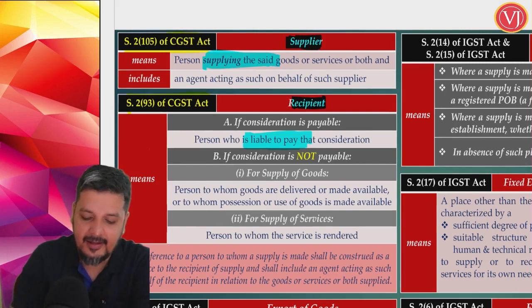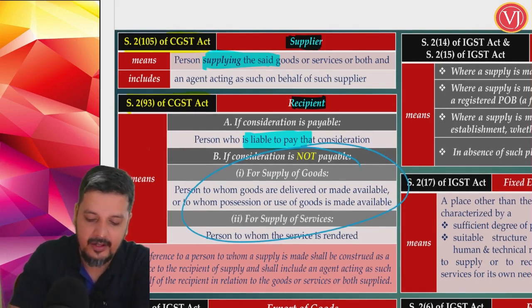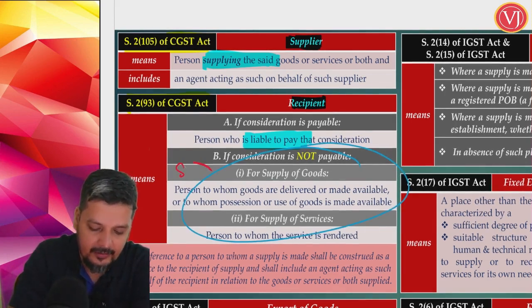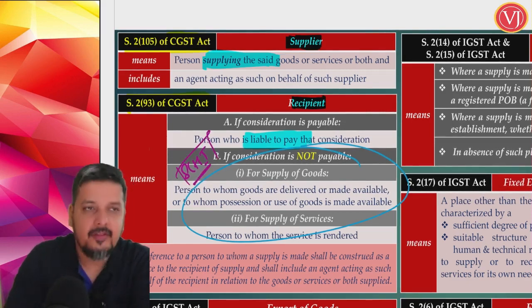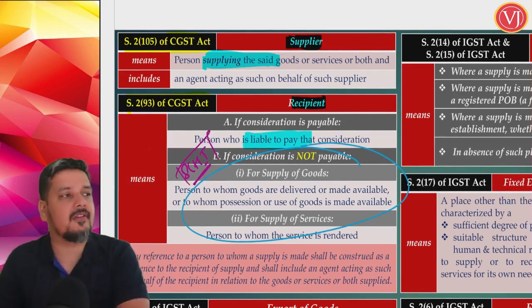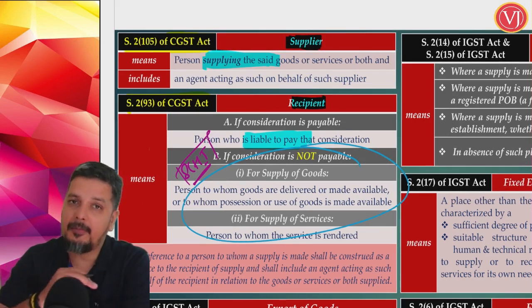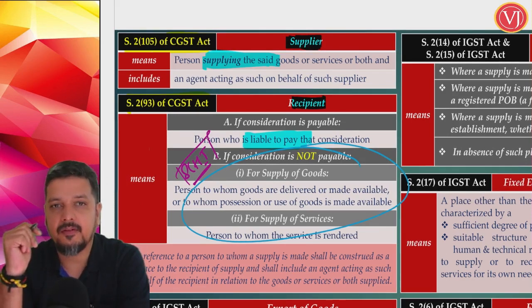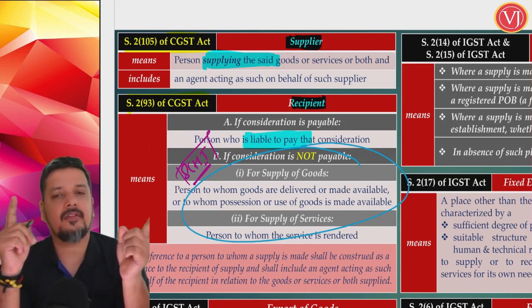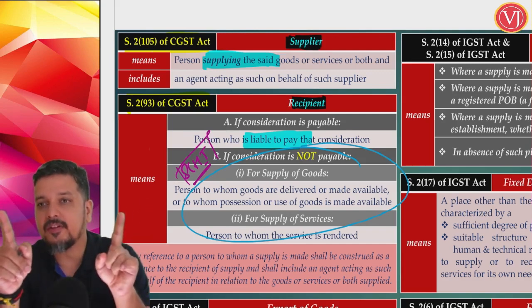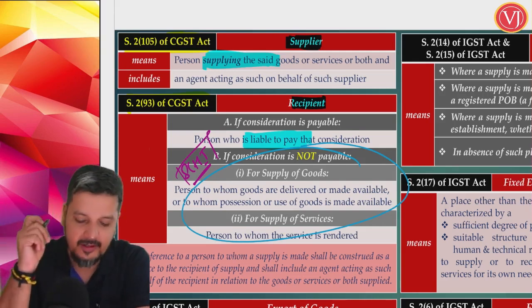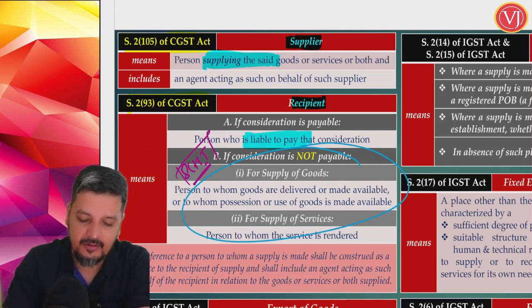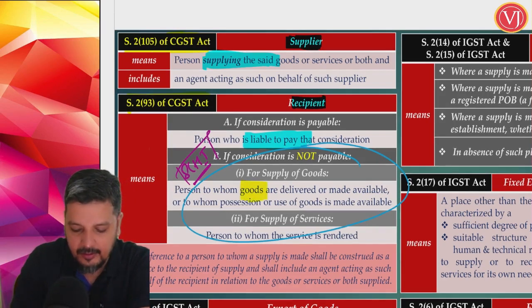Yes, in a case where there is no consideration. When is there no consideration? In Schedule 1 cases. Then recipient means the person who's receiving the goods, receiving the services. Supplier means the person who's supplying the goods or services. Recipient does not mean receiving the goods or services. Recipient means the person who's liable to pay consideration if there is consideration. If there is no consideration, then recipient means the person who's receiving the goods or the services.